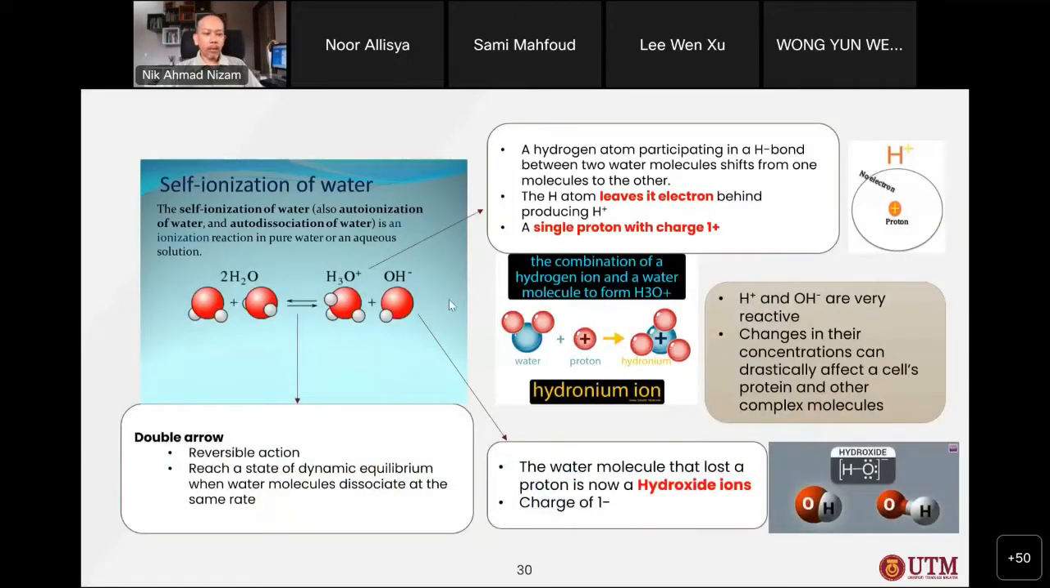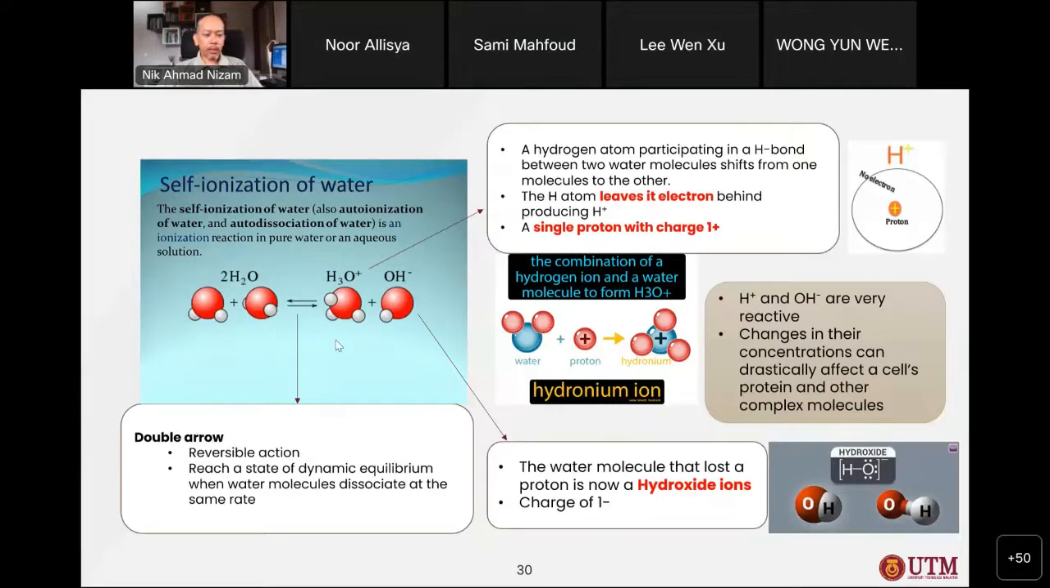Water molecules can self-ionize in water. Two molecules of H2O will form H3O plus and OH minus. The double arrow shows that this is a reversible reaction, which means that H3O plus and OH minus can become H2O again. It reaches a state of dynamic equilibrium when water molecules dissociate at the same rate.